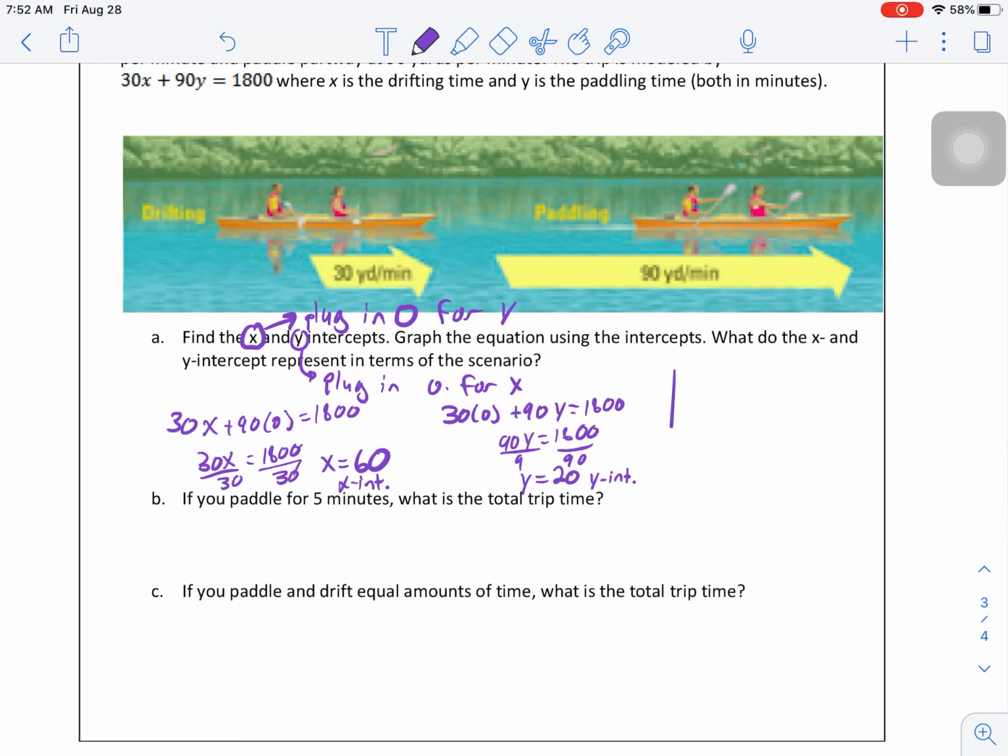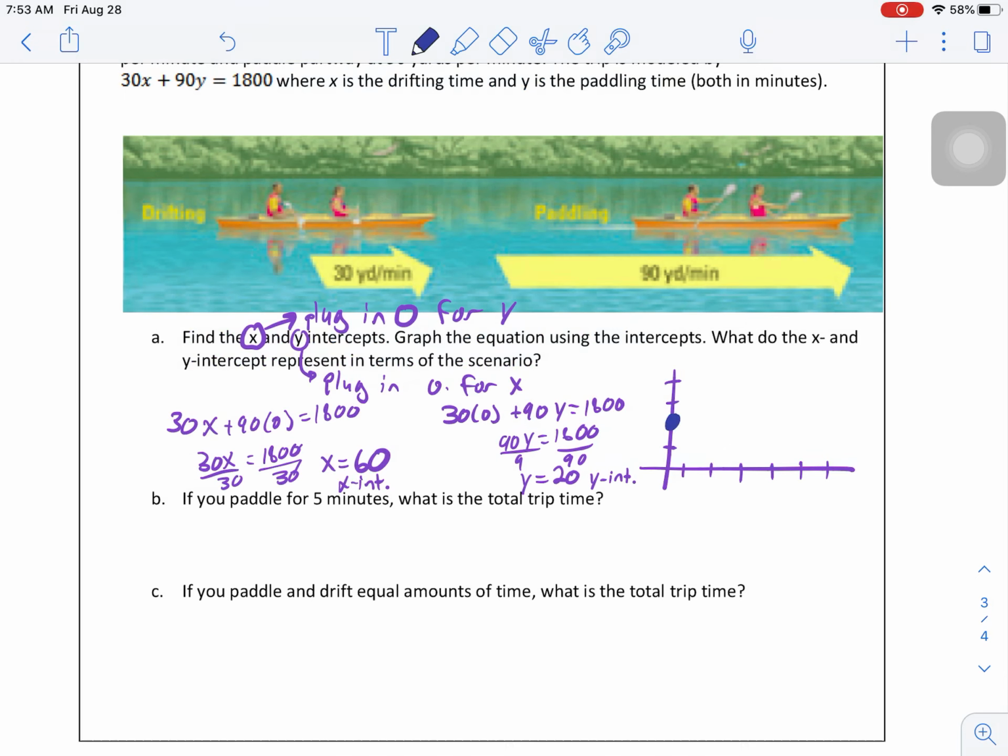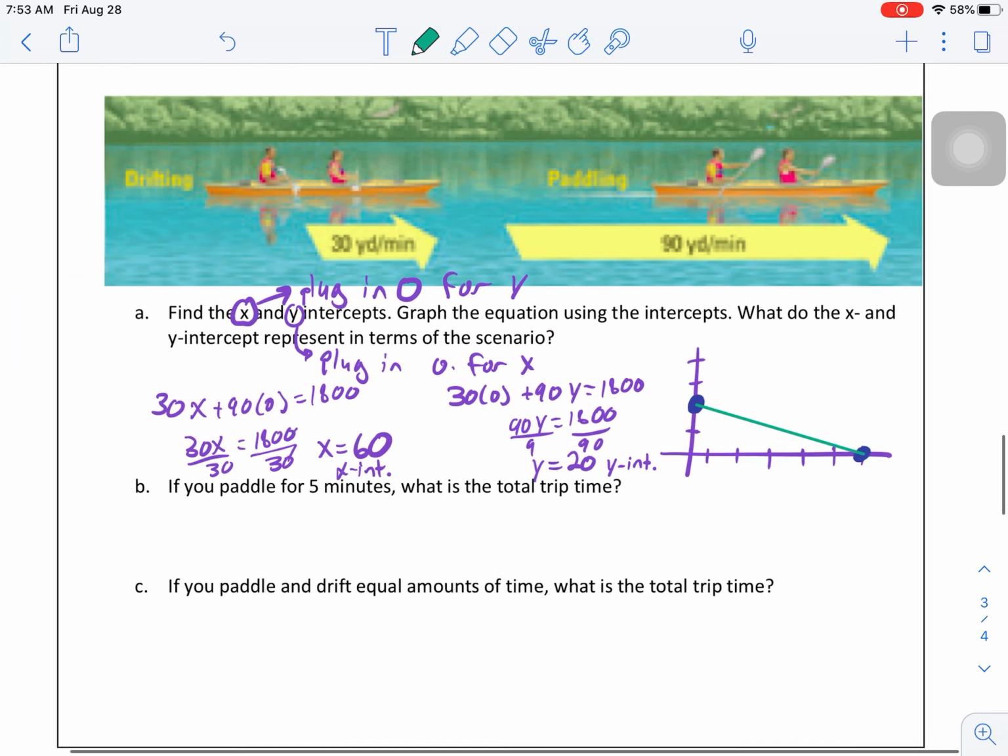So then let's graph that. I'm going to count by tens. 10, 20, 30, 40, 50, 60, 10, 20, 30, 40. So our y-intercept is 20, so then we go up to 20. Our x-intercept is 60, 10, 20, 30, 40, 50, 60. And then to graph that, we're just connecting those two dots. Okay, so boom to boom. That's our graph.